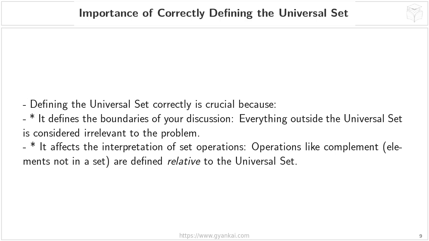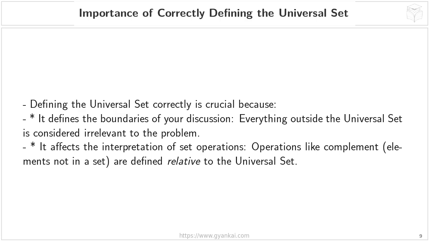Secondly, it explains that the universal set affects the interpretation of set operations. Now, you've already learned about operations like the complement of a set. Remember, the complement consists of all the elements that are in the universal set but not in the set you're looking at. Well, that definition is entirely relative to the universal set you've chosen. If you change the universal set, you change the complement. So, if you get the universal set wrong, your complement will be wrong, and any calculations involving it will also be wrong.